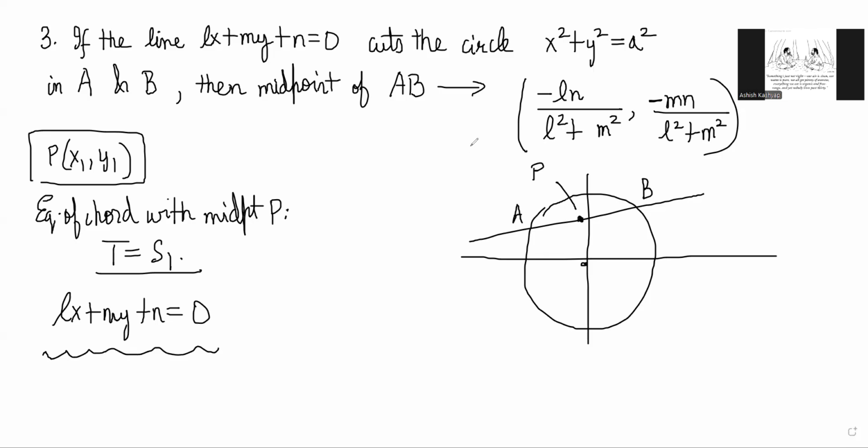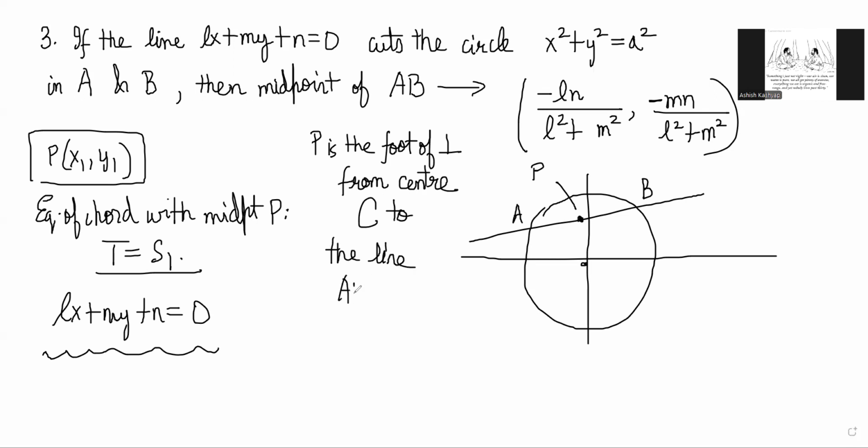Another way you can think of it is, you know that P is the foot of perpendicular from center of the circle C to the line AB, right? Because we know that perpendicular from the center bisects any chord, right? So drop a perpendicular from the center to the line AB, and that foot of the perpendicular should be the point P, right? So you can do that by straight lines theory. The center is (0, 0), and the line equation is Lx plus My plus N equals 0. So the foot of the perpendicular will come by doing x minus 0.